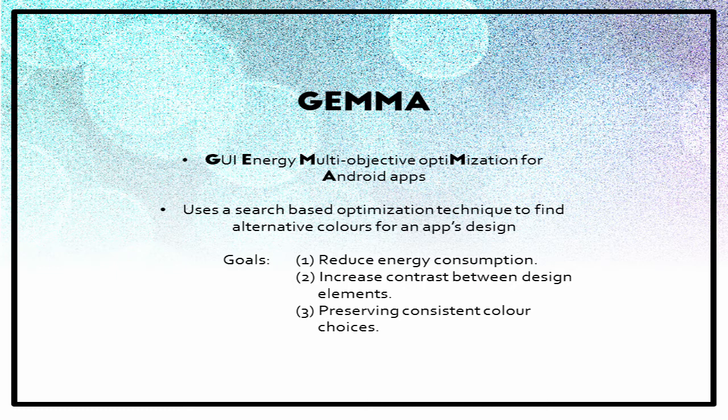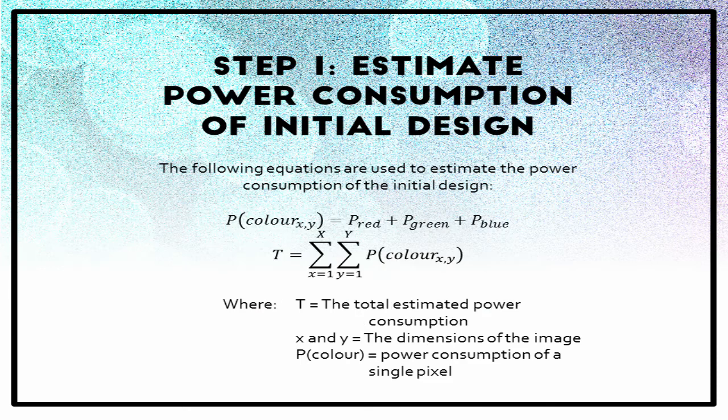GEMMA is a search-based optimization technique that suggests color alternatives based on 3 objectives: reducing energy consumption, increasing contrast between adjacent GUI elements, and preserving a consistency in the color choices of the design. To do this, 3 steps are taken. The first is to estimate the power consumption of the initial design.